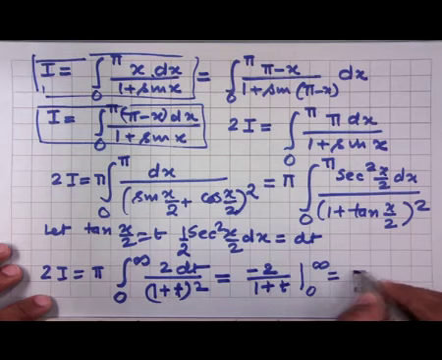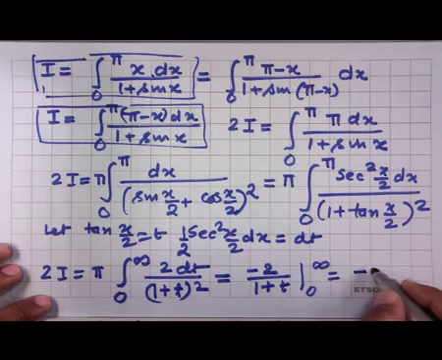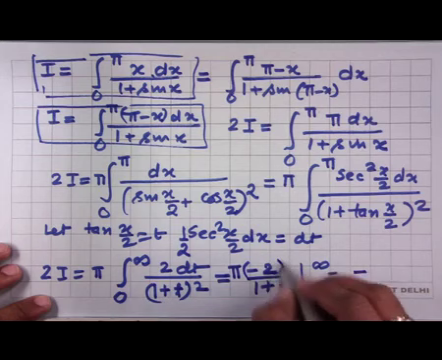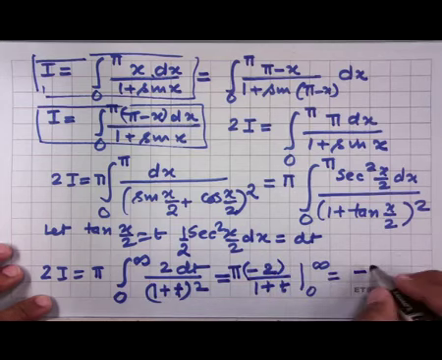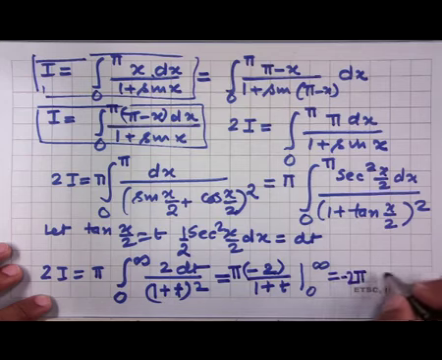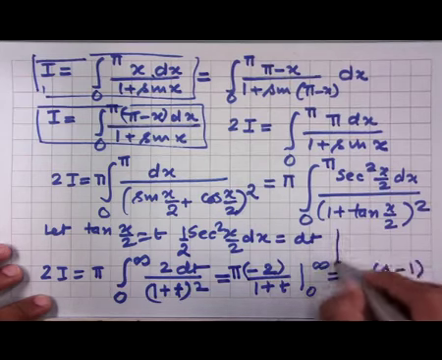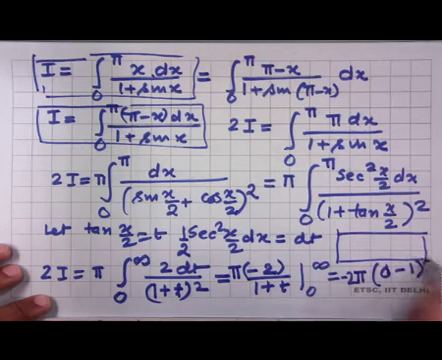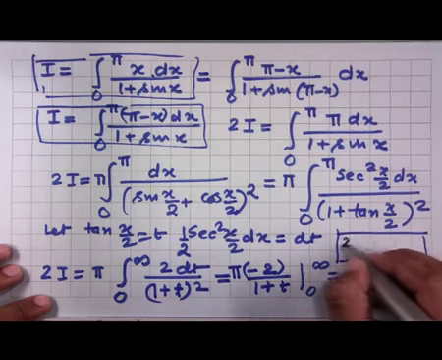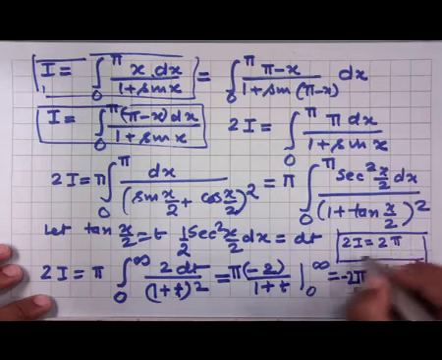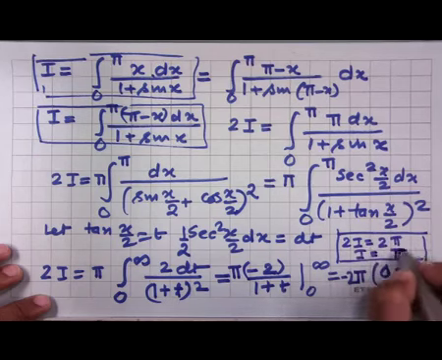So, this gives you pi is there. So, pi minus 2 pi times 0 minus 1. So, the final value: 2I is equal to 2 pi. So, I is equal to pi.